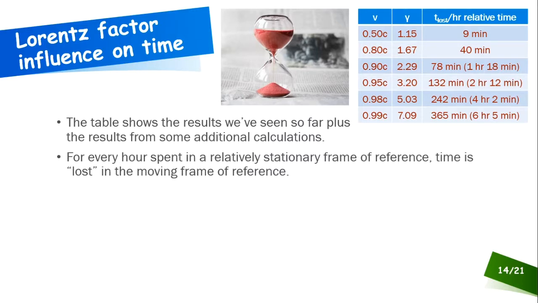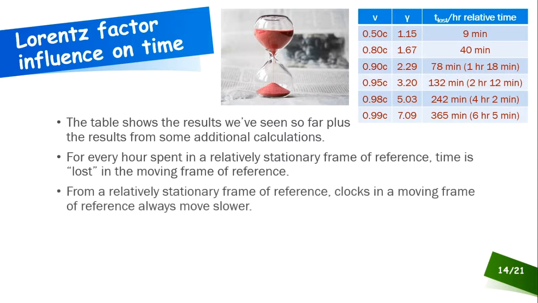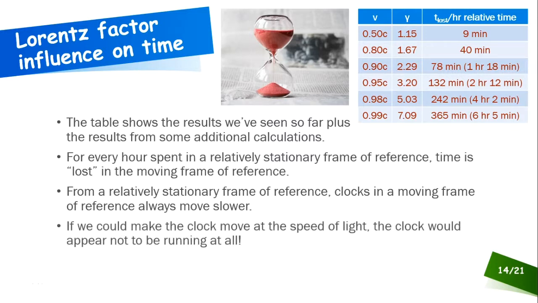So for every hour that we spend in a relatively stationary frame of reference, there's going to be a perception of lost time in the moving frame of reference. From a relatively stationary frame of reference, a clock in a moving frame of reference will always seem to move slower. If we make the clock move at exactly the speed of light, then the clock would appear not to be running at all. It would be so slow that it wouldn't seem to be running at all. It would seem like, is this thing even working?